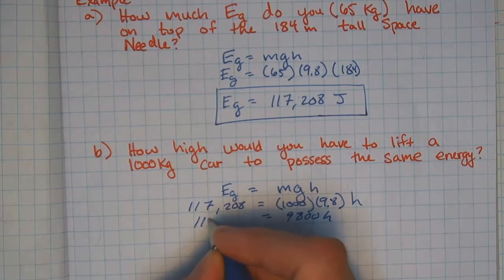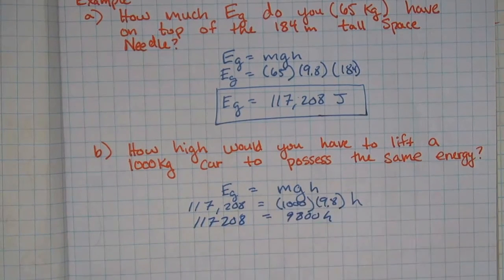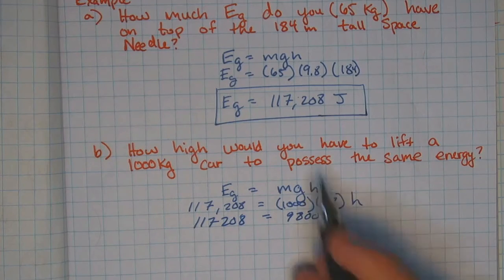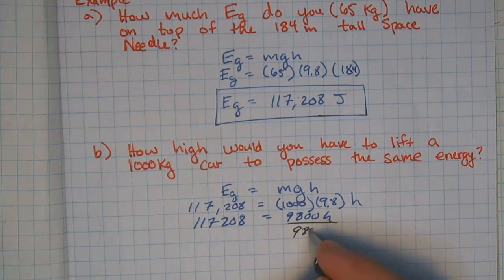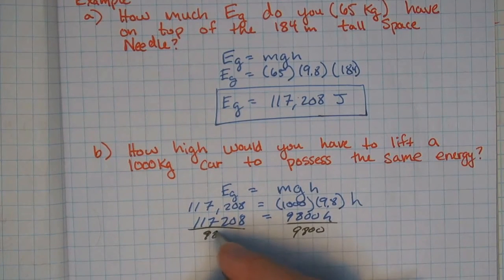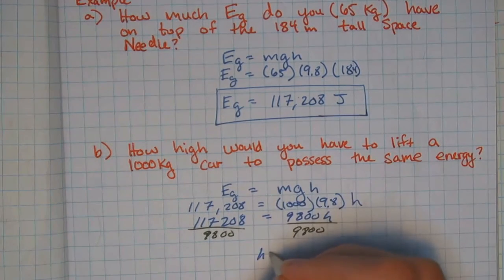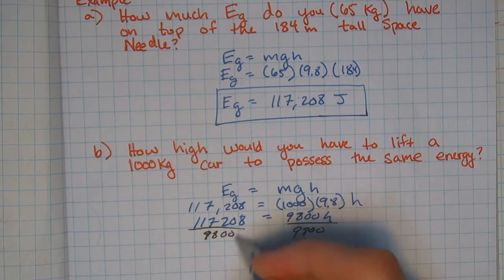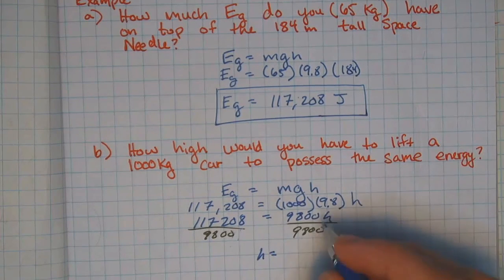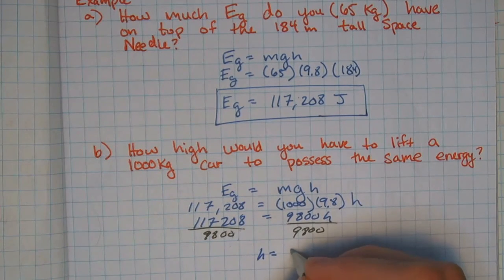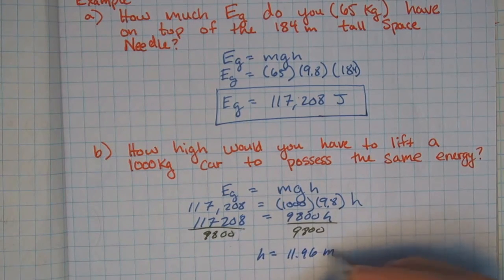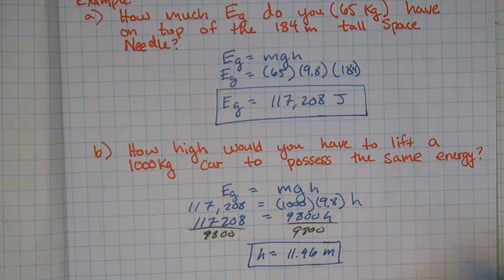And we still have the energy on that side. Then you're just going to divide both sides by 9,800. So h is equal to 117,208 divided by 9,800, and you're going to get 11.96 meters as the height. So definitely don't have to lift that 1,000-kilogram car nearly as far.